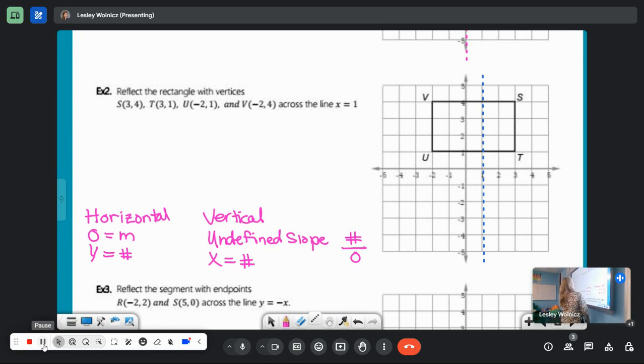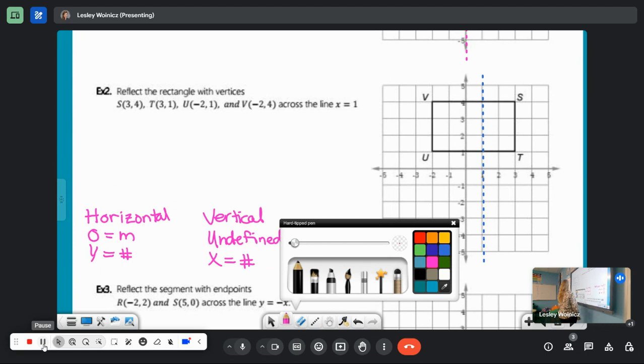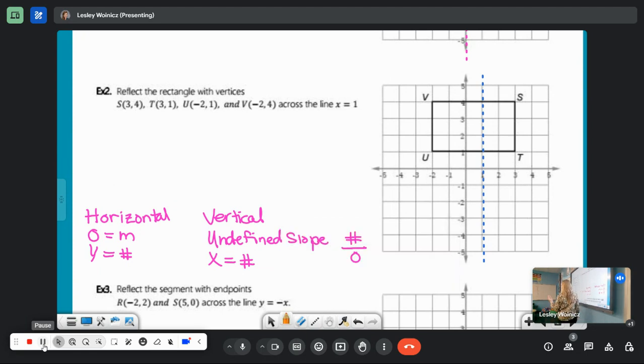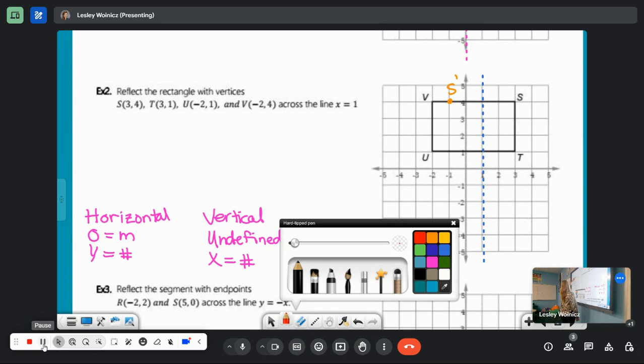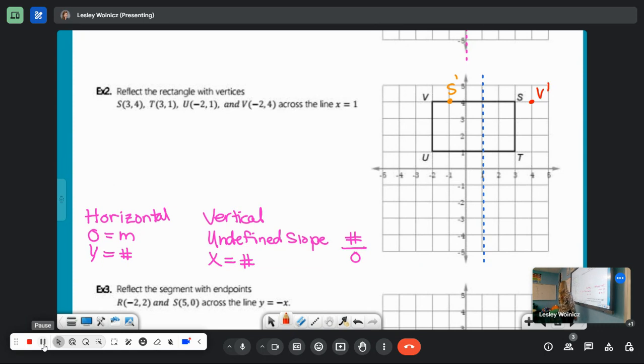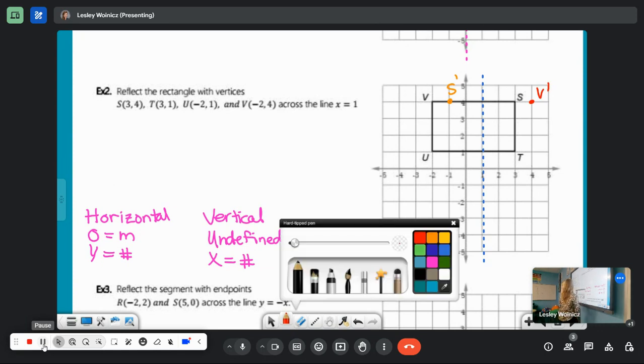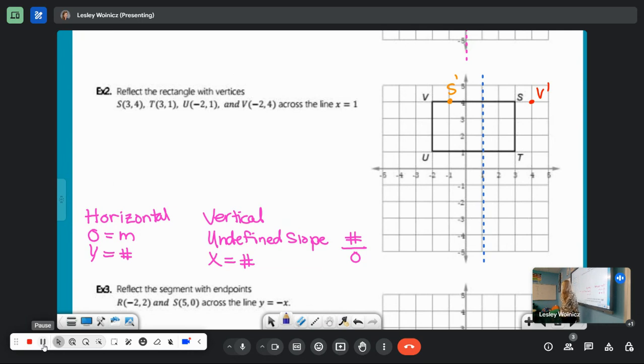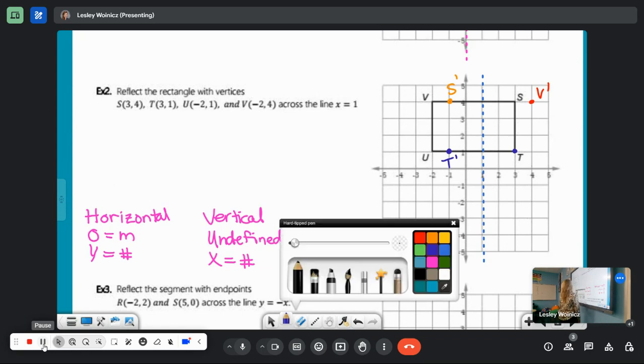Okay, so now we're going to reflect our points. So we're not going to use the rule at all for this because we're not reflecting in one of the cute little lines on the front. You see my S is 2 to the right of my line of reflection. It's going to go 2 to the left. S prime. Okay, my V is 3 to the left. It's going to go 3 right. Okay, my T is 2 right, it's going to go 2 left. U is 3 left, it's going to go 3 to the right.